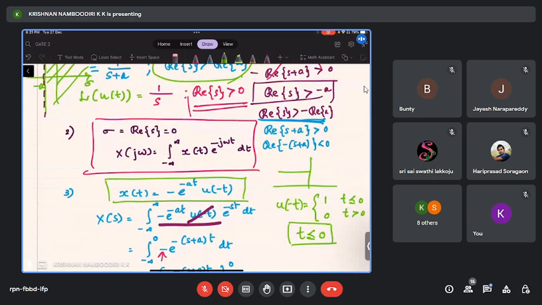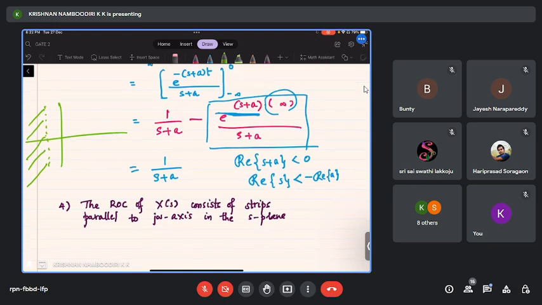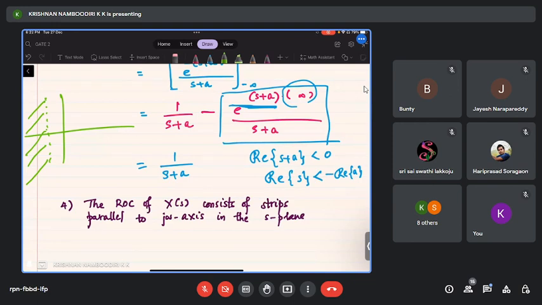Here also, this is 1 by s plus a. Here also, this is 1 by s plus a, the expression. But the region of convergence, the values of s for which the transform converges, is totally different. They are, in fact, non-overlapping. Agree? Okay, I hope it is clear.